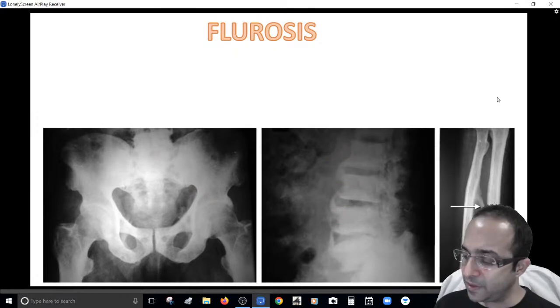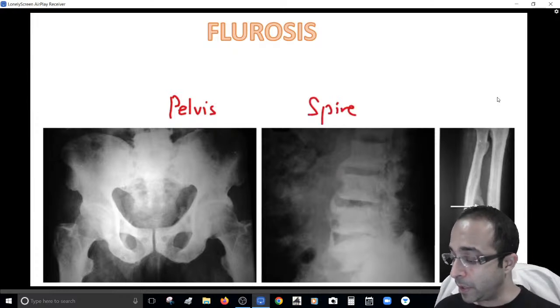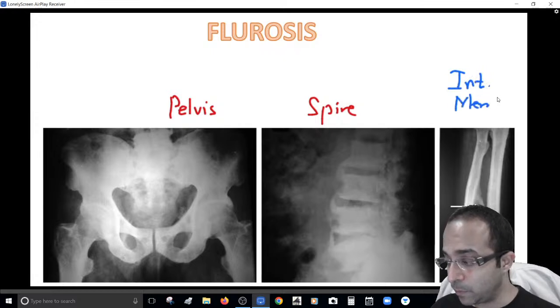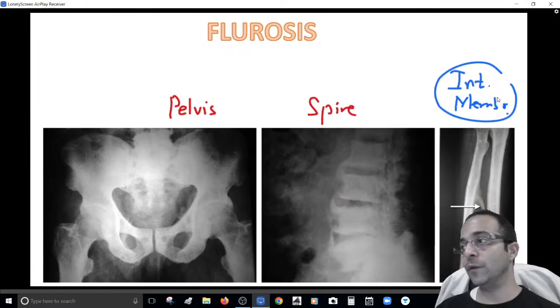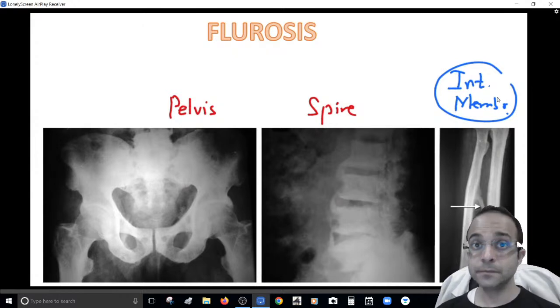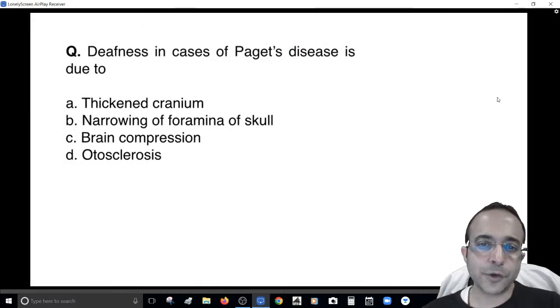So classical areas involved in sclerosis: pelvis, spine, and as I told you, the diagnostic area, the interosseous membrane. So I hope you can very well pick up this whitening of the interosseous membrane. So these are some of the classical ways by which you pick up fluorosis. Perfect enough? So I hope we are done and dusted with few of the sclerotic bone disorders.